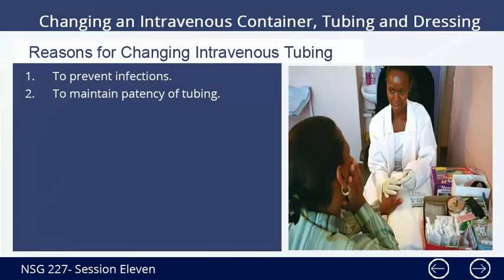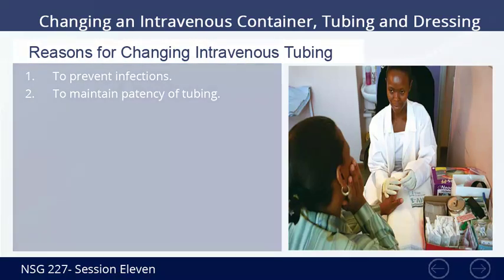Reasons for changing intravenous tubing. 1. To prevent infections. 2. To maintain patency of tubing.